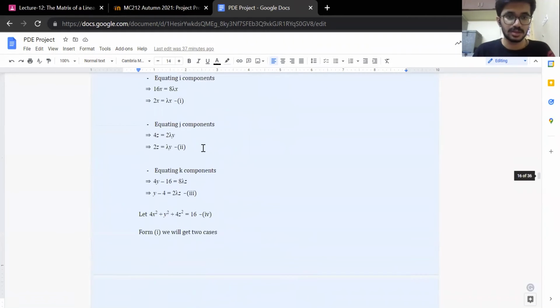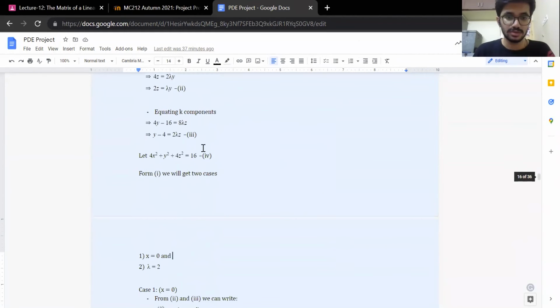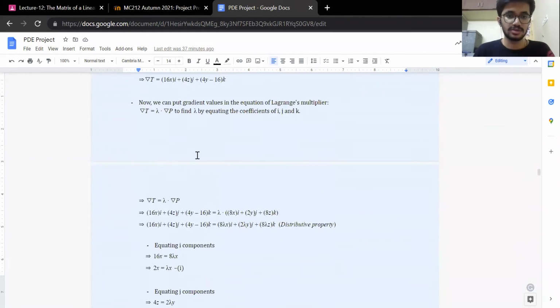shape. Where is that equation? Here it is. So this was the equation of our shape.